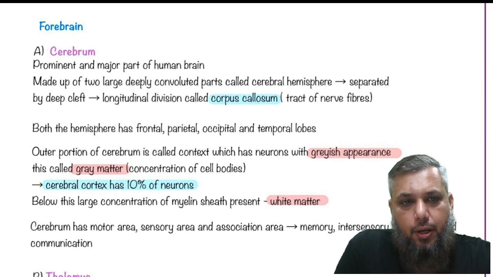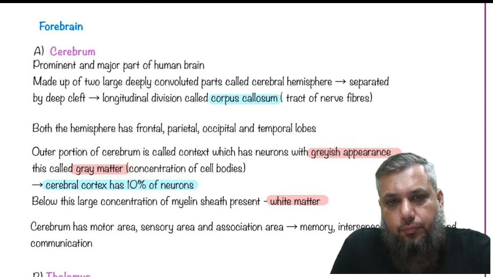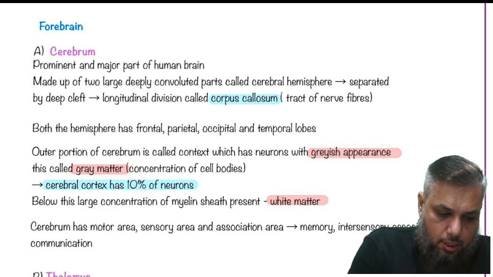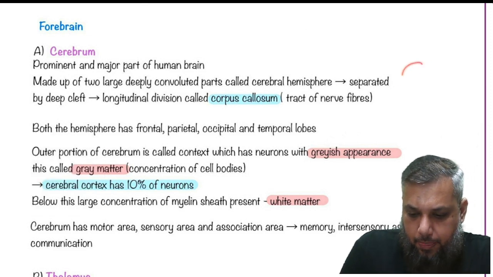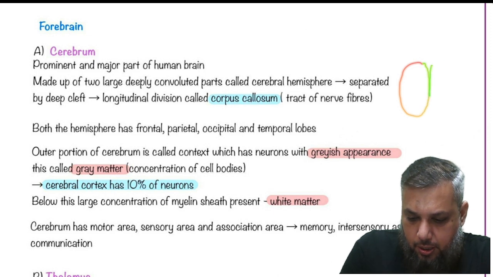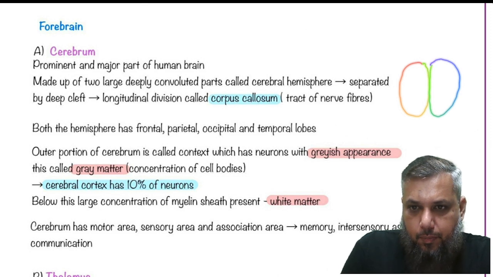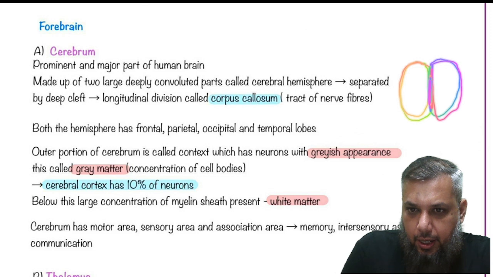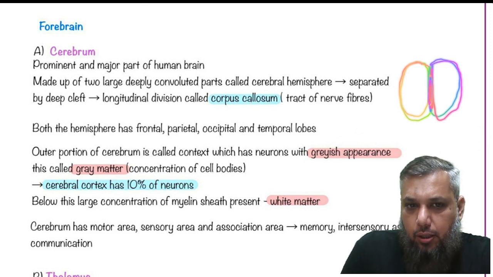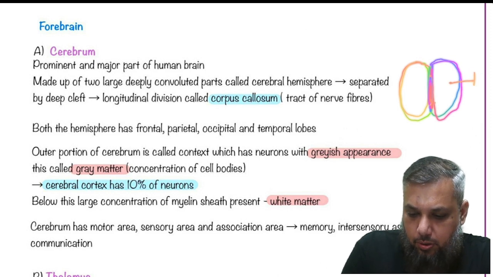The largest part of the human brain is the cerebrum, and the cerebrum is divided into two hemispheres: the left cerebral hemisphere and the right cerebral hemisphere. This one is the left, this one is the right. By a fissure, that I'm highlighting right now, which is called the median longitudinal fissure, that divides the cerebrum into left hemisphere and right hemisphere.